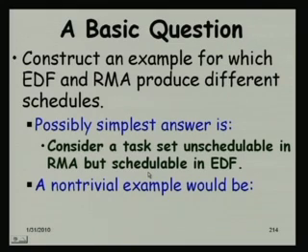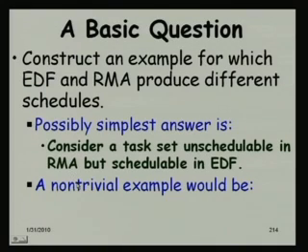But sir, we have said that RMA is an optimal static priority uniprocessor algorithm, but EDF is dynamic. Yeah, exactly. Something not schedulable by RMA can be schedulable by EDF, because EDF is a dynamic priority algorithm. But if anything is not schedulable under EDF, RMA cannot schedule that. So, this is one simple example where they produce different schedules.